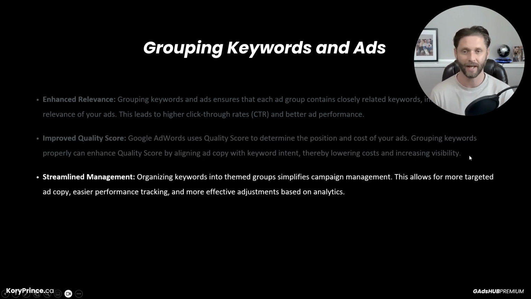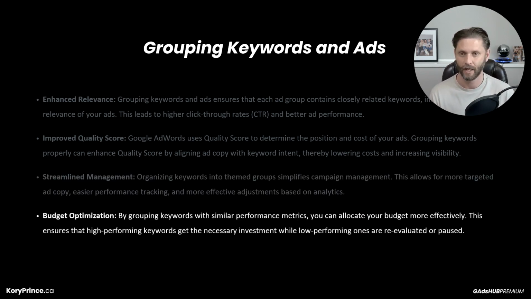So streamline management when you group keywords and ads. Organizing keywords into themed groups simplifies campaign management. This allows for more targeted ad copy, easier performance tracking, and more effective adjustments based on analytics. And budget optimization. By grouping keywords with similar performance metrics, you can allocate your budget more effectively. This ensures that high-performing keywords get the necessary investment while low-performing ones are reevaluated or paused.